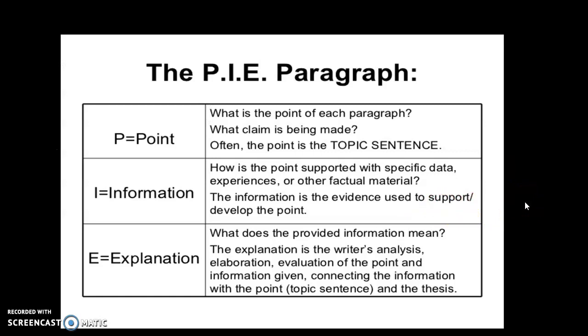This is a concept that you may have seen in English 101 or another basic composition class. The PIE paragraph. Our paragraphs are a little bit different than for essays, but the idea is always the same, where you start off each paragraph with a point. What supporting point or major point are you making? Then you get into the information, and that's usually going to come from source information in this particular report. And then you have the explanation. What do we take from this?